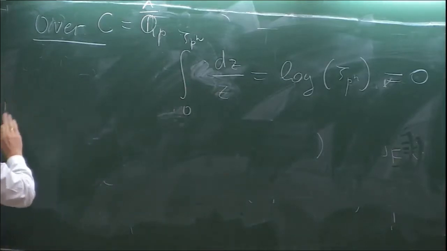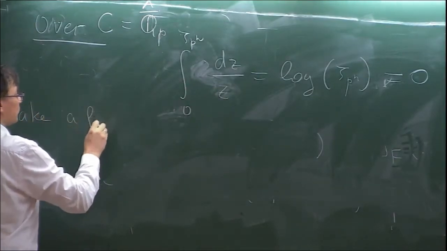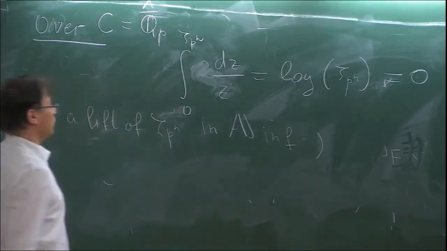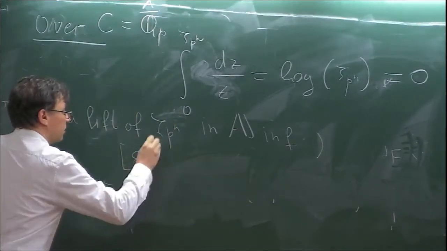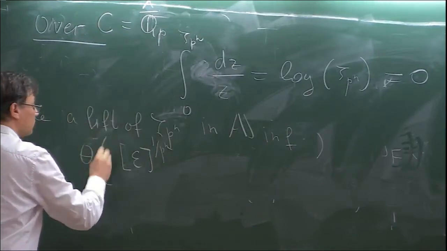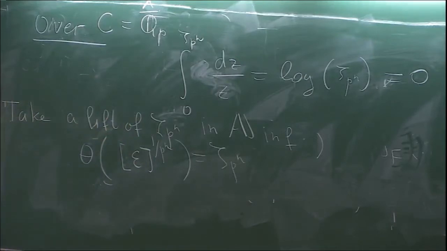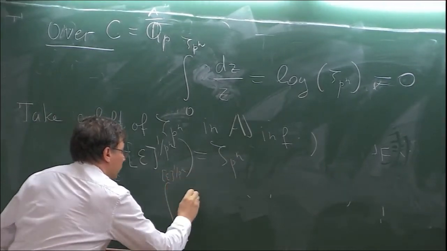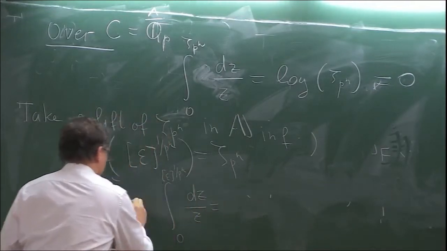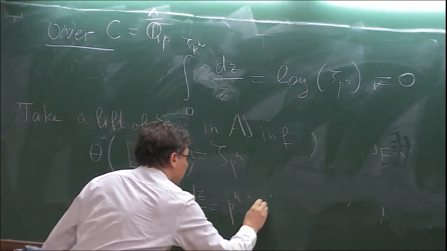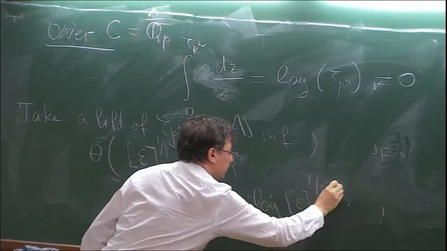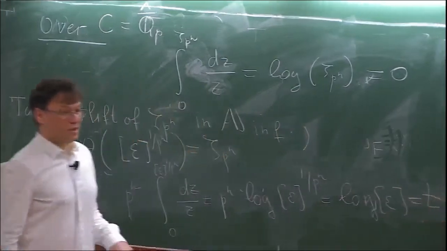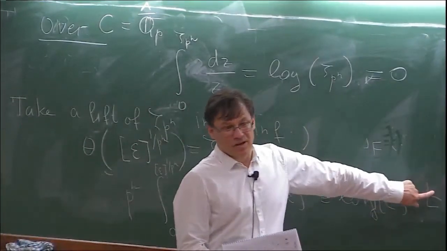But we can take a lift of zeta_{p^n} in A_inf. We can take, for example, epsilon^{1/p^n}. So if you multiply by p^n, you get p^n times the logarithm of epsilon^{1/p^n}, which gives the logarithm of epsilon, which is t. And this shows that t is a good analog of 2 pi in the p-adic world.